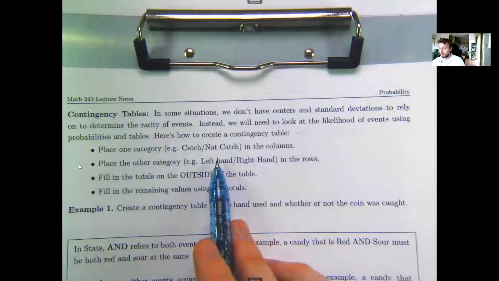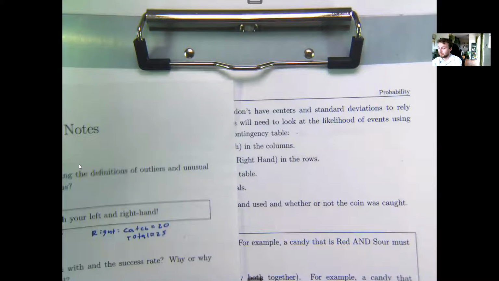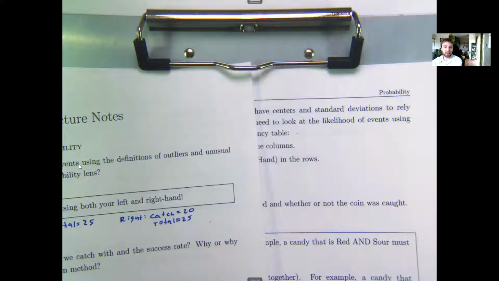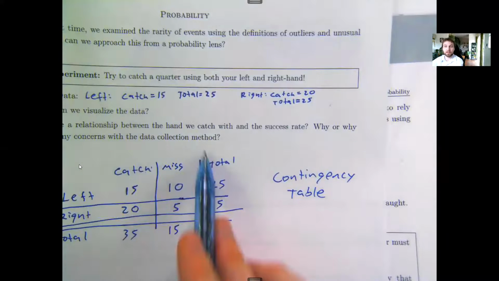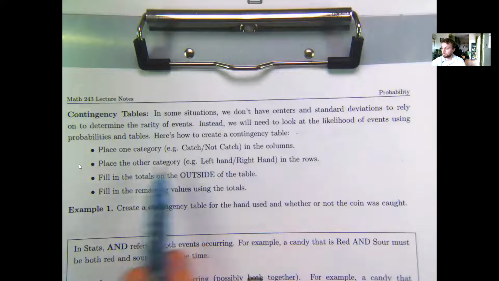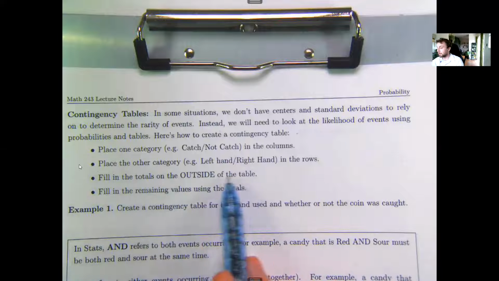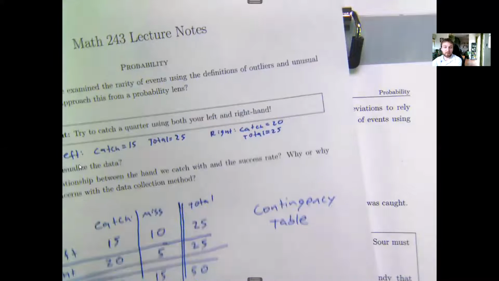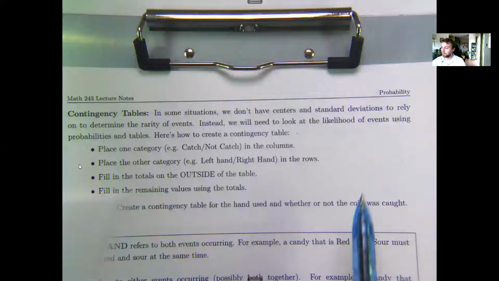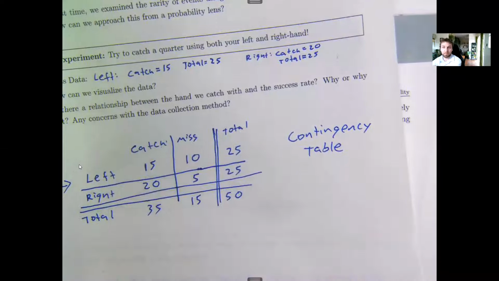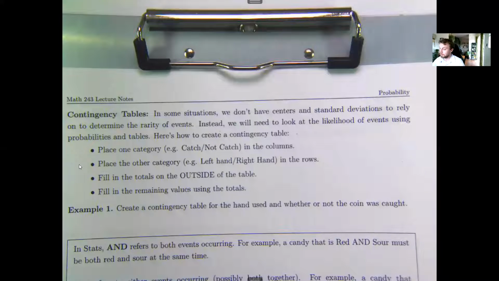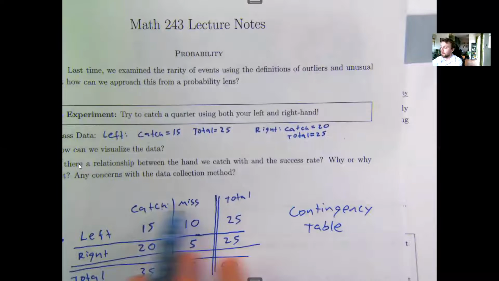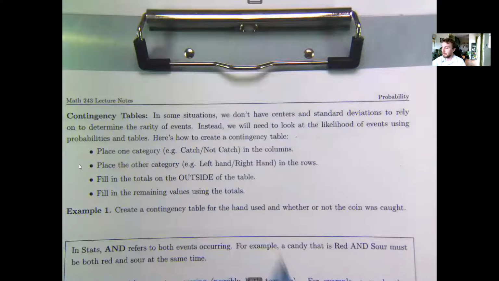We're going to put one category in the columns. So for example, catch and not catch, or maybe catch and miss. We're going to put the other category, left hand and right hand, for example, in the rows. On the outside of the table, I'm putting my totals, and then I'm going to fill in all of the remaining grid as I go along.